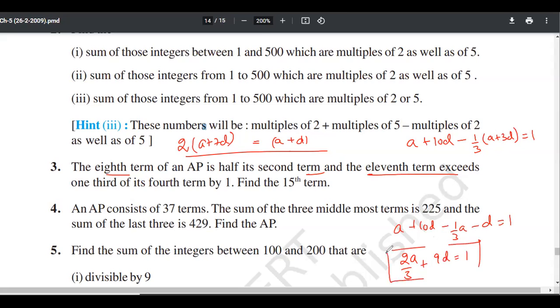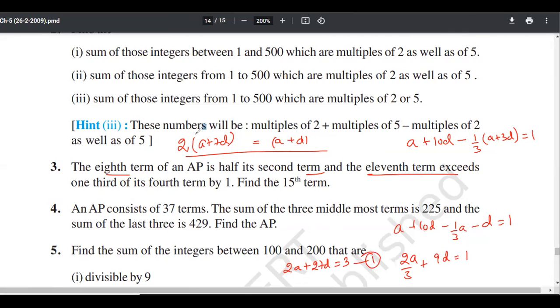This is your first equation, or you can simply multiply this equation by 3. So when multiplying with 3, you will get here 2A plus 27D is equal to 3. You got it? कैसे आए? Multiply the whole equation by 3. Okay, so this is our first equation.